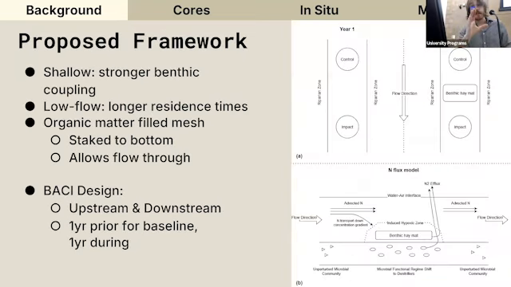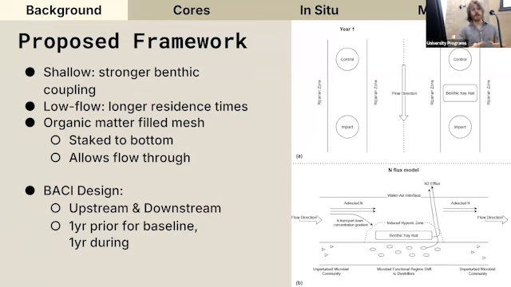So to actually implement this in a stream, we're going to be looking at shallow systems. So we want strong benthic coupling as a result of shallow water relative to the sediment, relative to that hyporheic zone. We want low flows, that way we have longer residence times and we're not flushing too quickly. And we want abundant organic matter that is relatively close to the benthos, if not directly on it. And so we're proposing an organic matter filled mesh. That way we have flow through of the organic matter, but it is attached to the benthos. It can be seen as an extension of the sediment with good exchange.